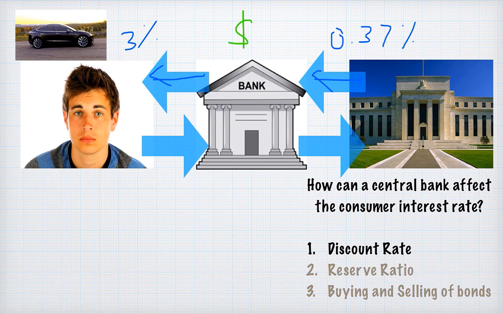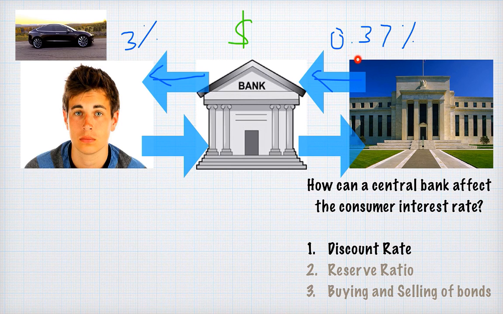But because this number is larger than the discount rate, your bank makes money. The discount rate is one way, or the changing of the discount rate is one way that the Federal Reserve can affect the consumer interest rate.